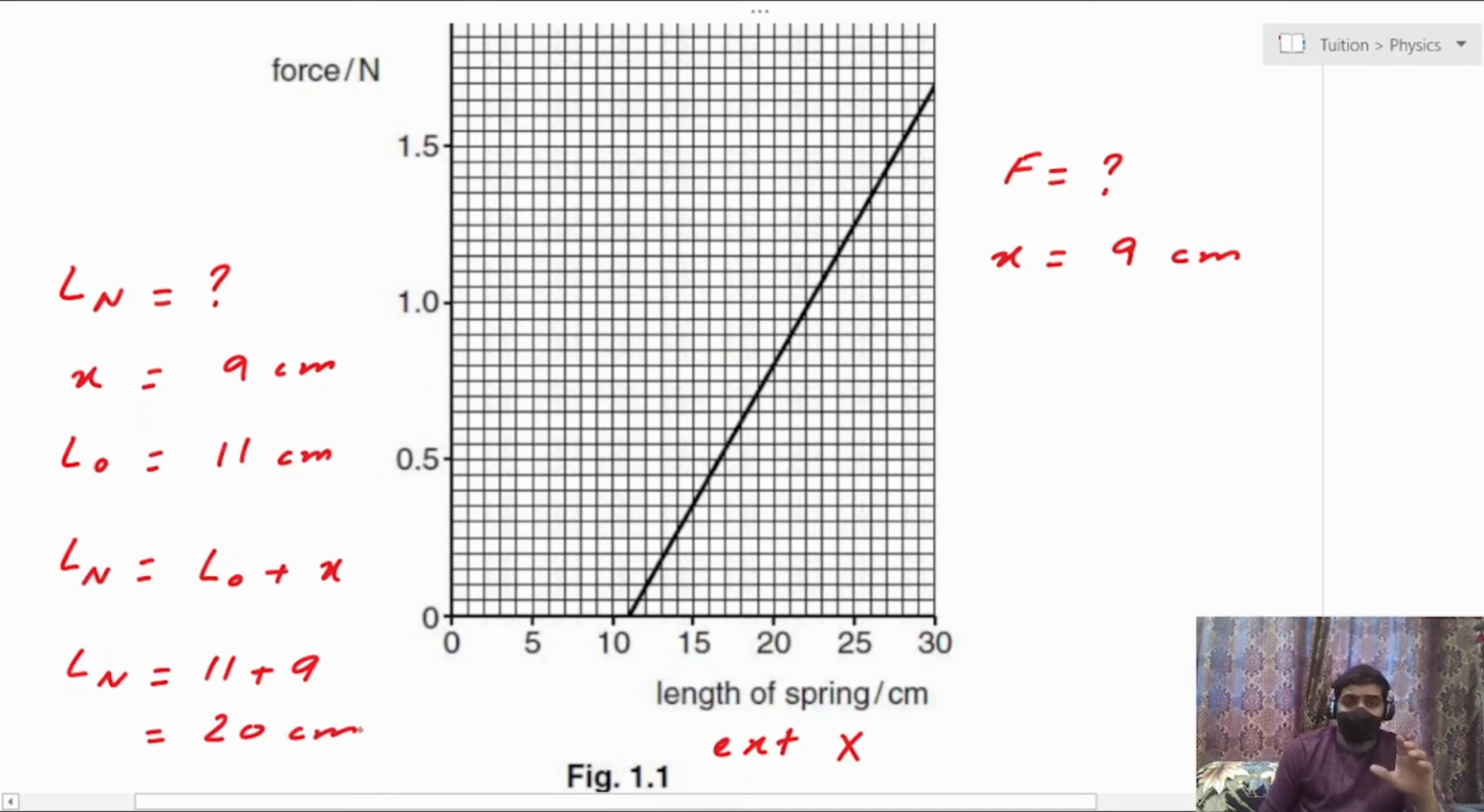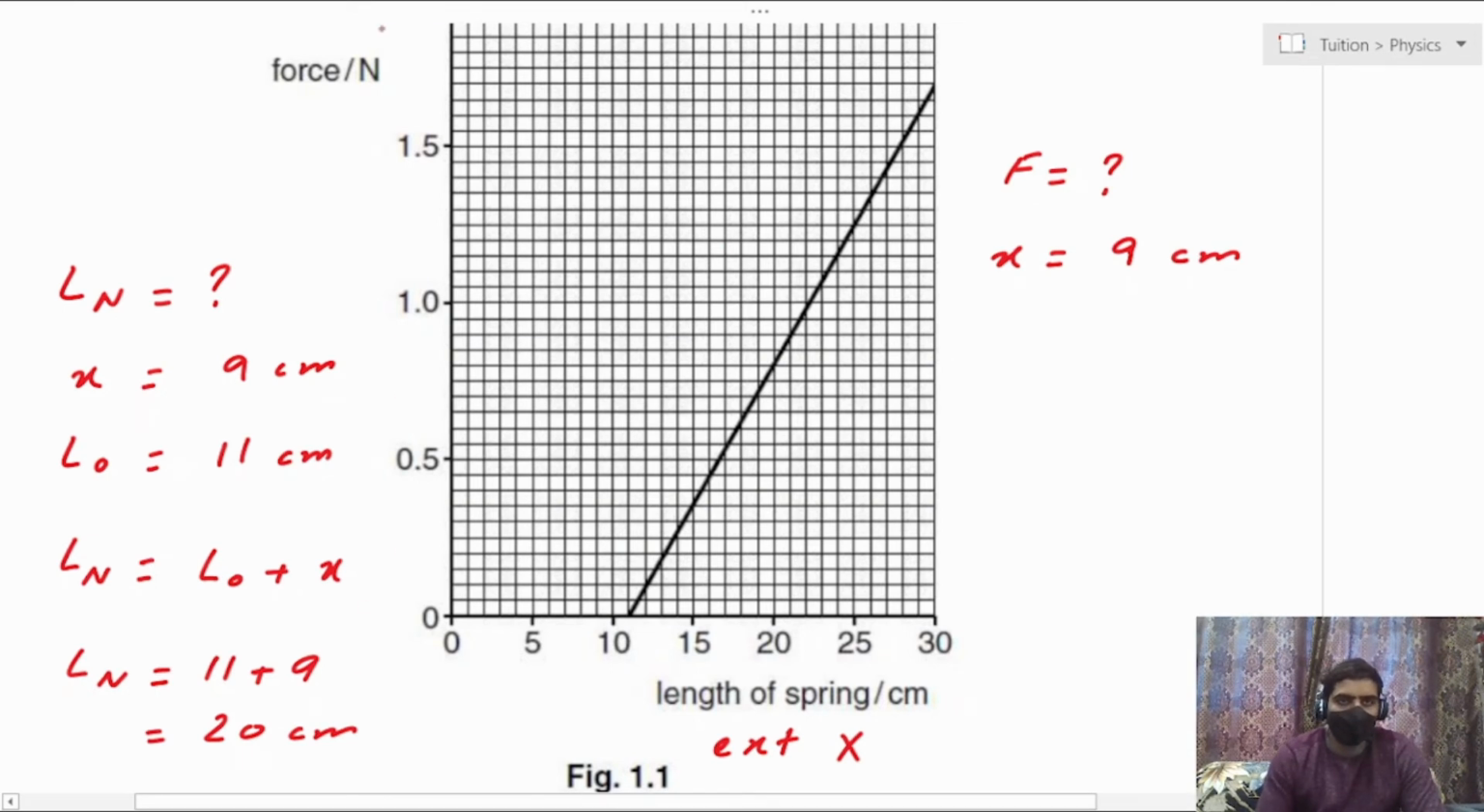All right, so that was the catch here. Many of the students would go straight away and try to locate the point where the length is 9 centimeter. No, it's not the length that is given as 9 centimeter, it is the extension. And you don't have the information about the extension directly from the x-axis of the graph. You have to indirectly obtain the value of the length of the spring by using the extension that is given in the question.